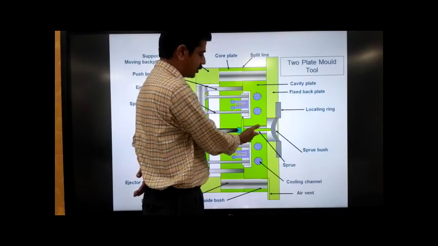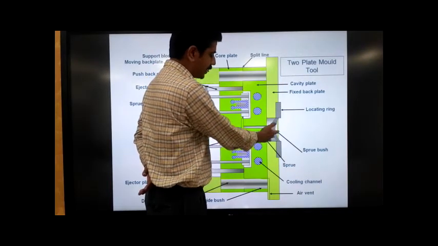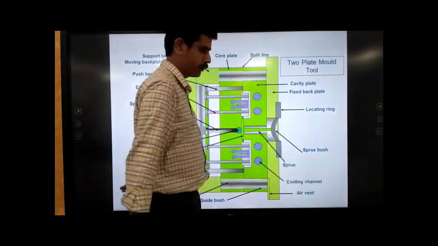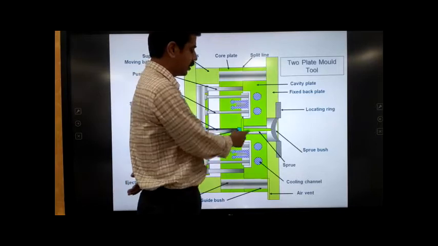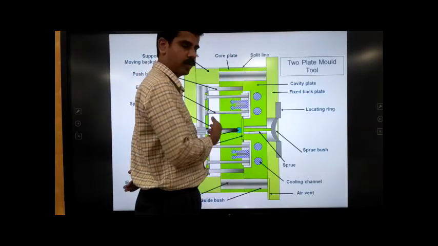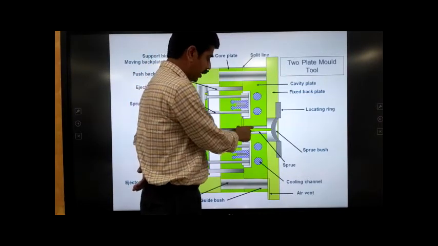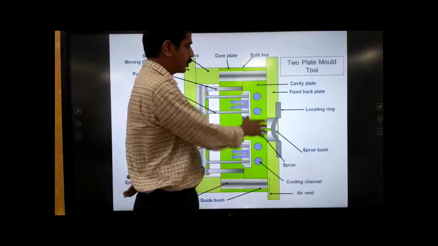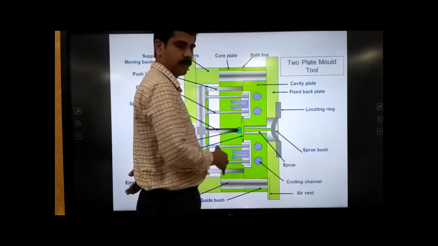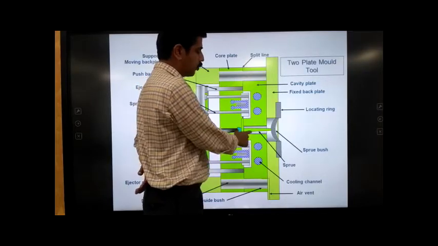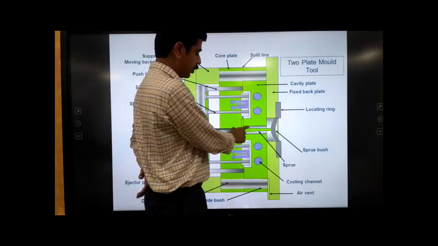The sprue will act as the connecting way. The metallic part is known as the sprue bush, and the plastic that hardens inside the sprue bush is known as the sprue. Why it gets hardened is because the mold is kept at a lower temperature, of course, for hardening the plastic material. So this sprue will also get hardened inside, and we need to remove it.